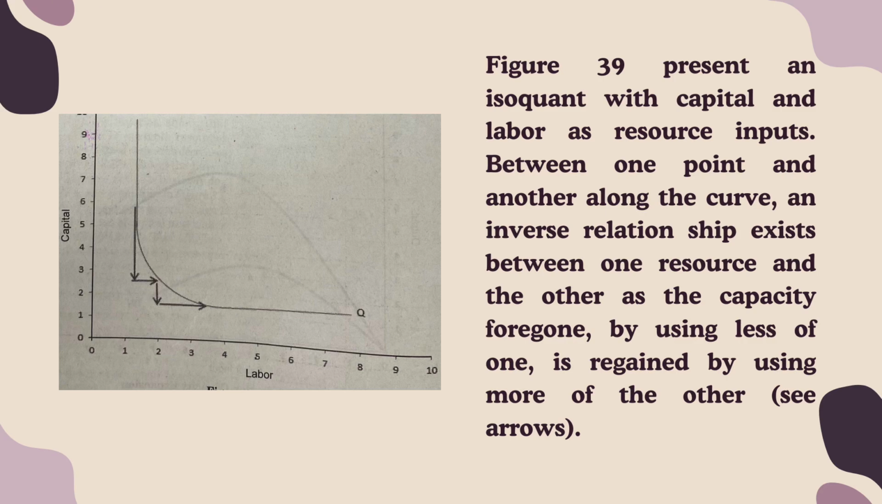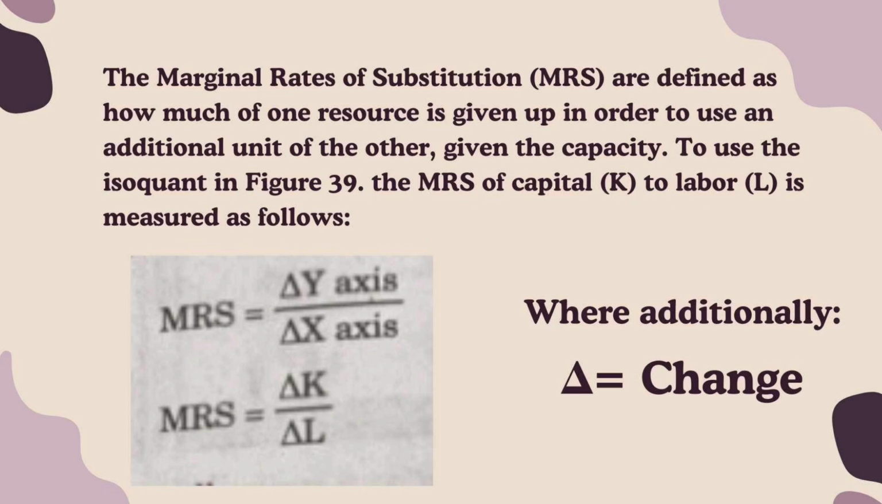See arrows. The marginal rate of substitution (MRS) is defined as how much of one resource is given up in order to use an additional unit of the other, given the capacity. To use the isoquant in Figure 39, the MRS of capital K to labor L is measured as follows: MRS equals change in the y-axis over change in the x-axis.